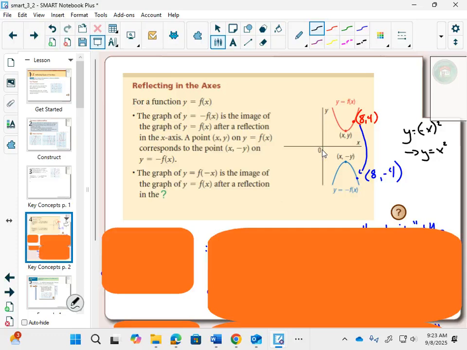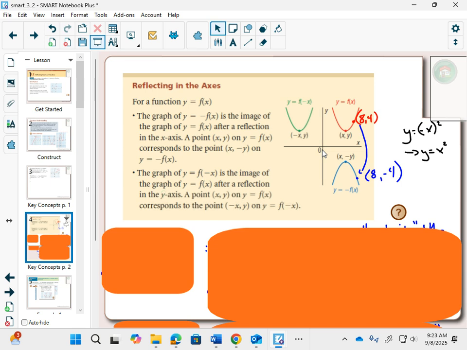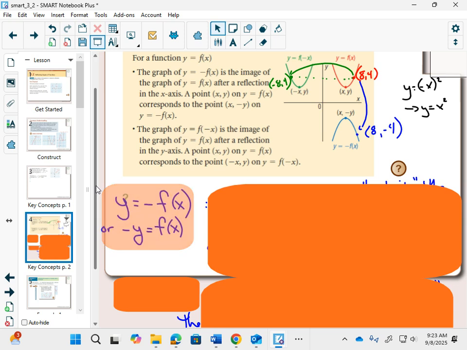Like this one here, if I took this original red graph and I put a negative, it would flip it over. And the point (8, 4), when flipped over, can you see it would go to the far side here? Because it's the same distance here to here. And now it would be at -8, so the x value would change, but my y value doesn't. So when the negative is inside the function, that's horizontal. So we're going to write that down as a little note.